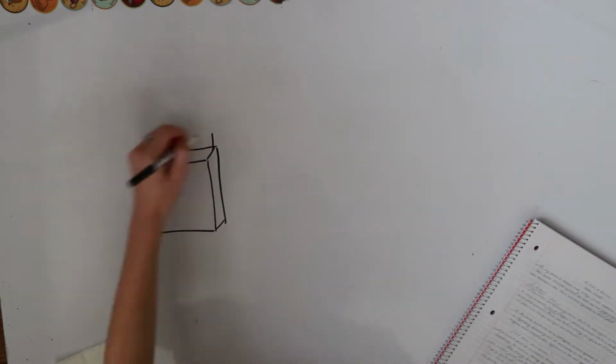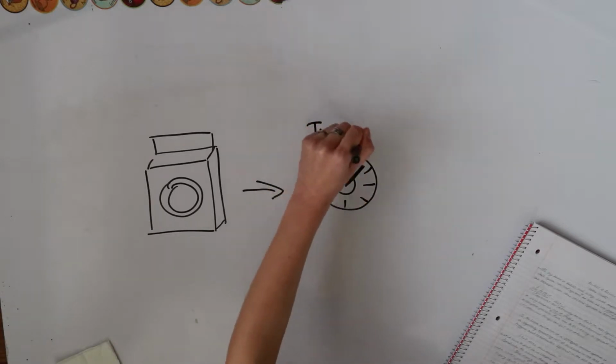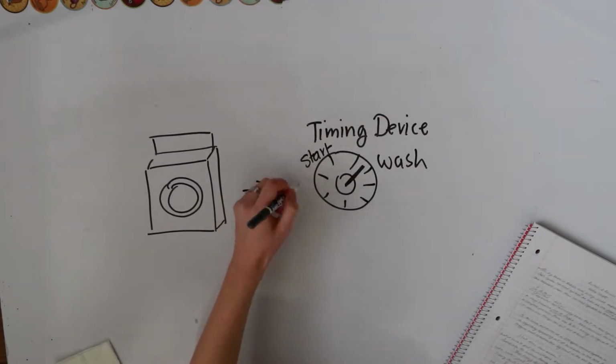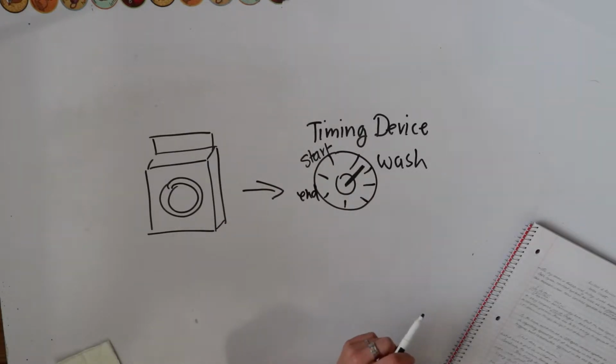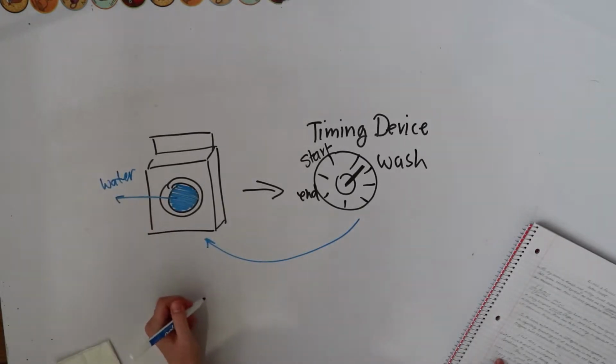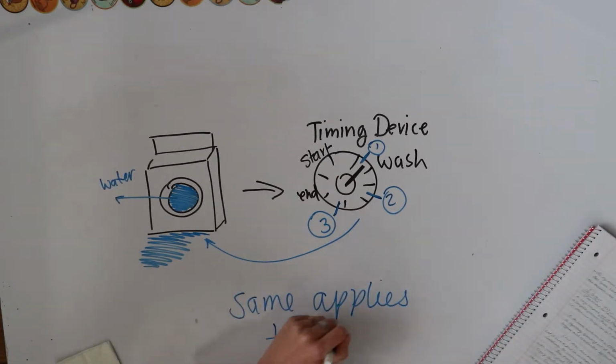Well, if we were to put it in simpler terms, imagine a washing machine. Specifically, the washer's timing device. This timing device ensures that the washer fills up with water just at the right moment, and that the water supply shuts off without overflowing anywhere. Each stage of the washing cycle is regulated by checkpoints so that the process happens in the correct order. And the same applies to the cell.